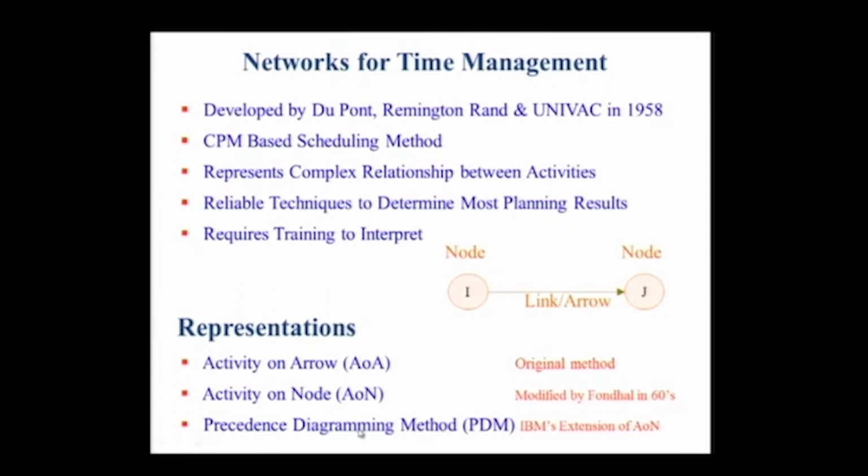And then you have the precedence diagramming method, which was IBM's extension for activity on node, and this offers even more sophisticated features than activity on node. So what we will cover today is a little bit of activity on arrow, more on activity on node. Precedence diagramming gets its own 2 sessions later on in the course.